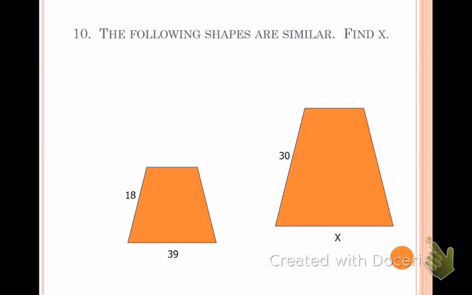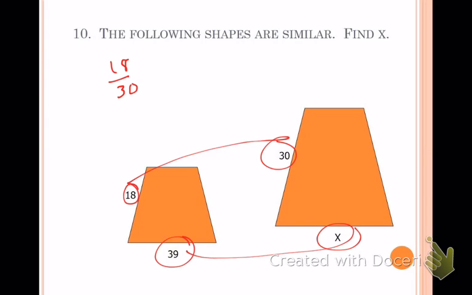Okay? Right, you got two similar trapezoids here. How would you set up the ratios to find x? Okay, how'd you do it? Hopefully you took 18 and compared it to the 30, because those are your matching sides. And then the 39 and compared it to x. Those two ratios should be equal if these are indeed similar.